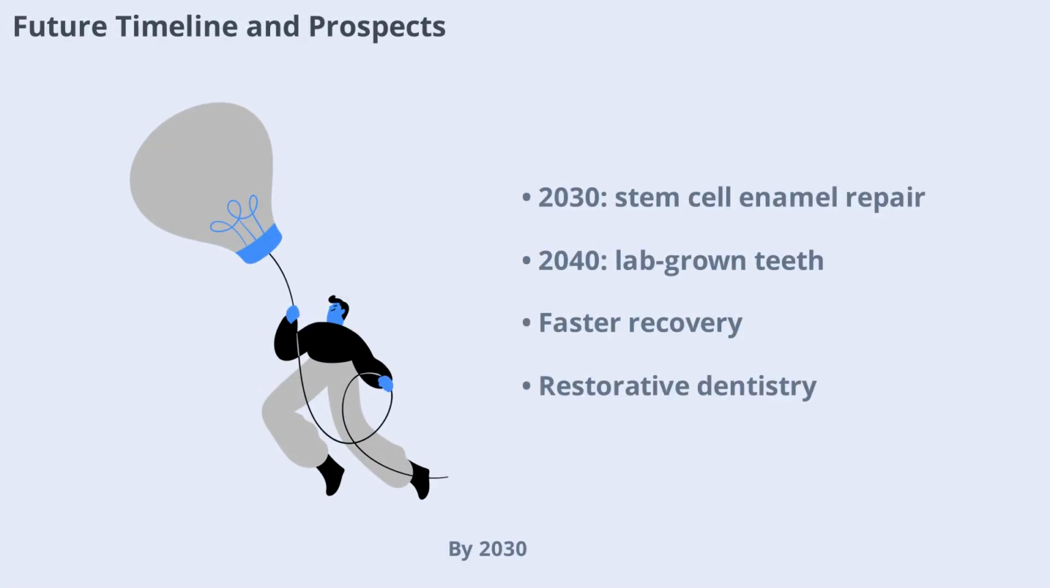By 2030, stem cell-based enamel repair may become routine in dental offices, reducing the need for fillings and crowns. By 2040, lab-grown teeth could become a viable alternative to implants, offering a biological solution that feels and functions like natural teeth. Advances in bone regeneration will mean fewer surgeries and faster recovery for patients with gum disease. The broader impact will be a shift from damage control to true restoration in dental care.